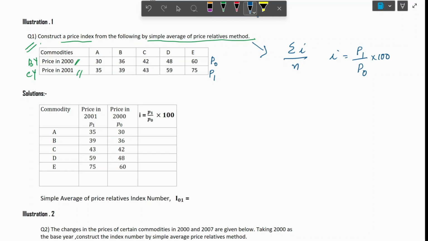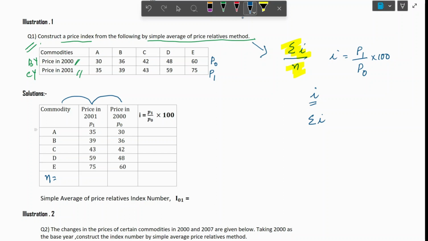Now, in this table, the first three columns are information from the question. So which column do we need to add? Because the formula shows summation of I divided by N, and N is the number of items in the list, that is the group of commodities. Here P1 is there, P0 is there. Therefore, the next thing you need to calculate is I. Then you can calculate the summation of I. Therefore, I created an extra column for I, and I have written P1 upon P0 into 100.